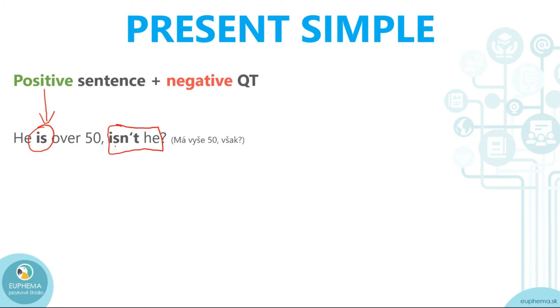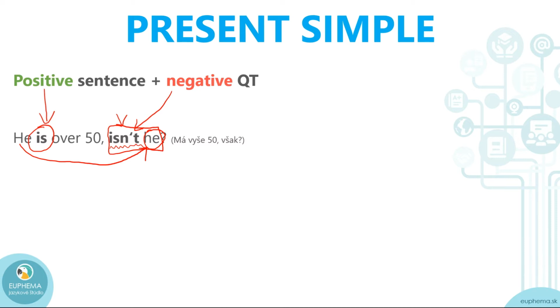First of all, it's a question. So you need to remember that the word order is reversed. You have to start with a verb, okay? Isn't. It's negative. And then you put the person, he, okay? He as at the start of the sentence. So "he's 50, isn't he?"